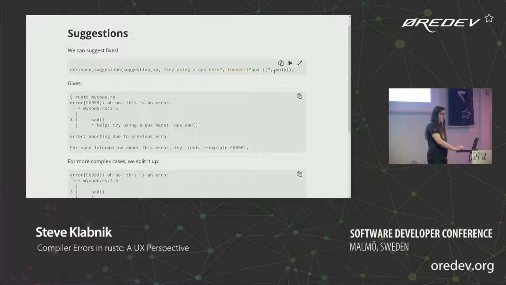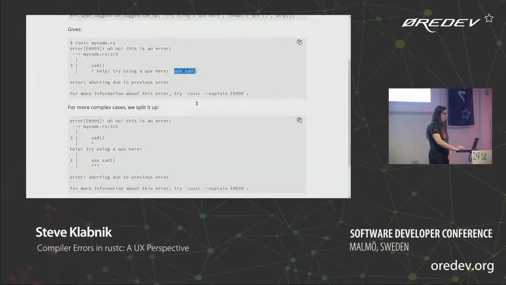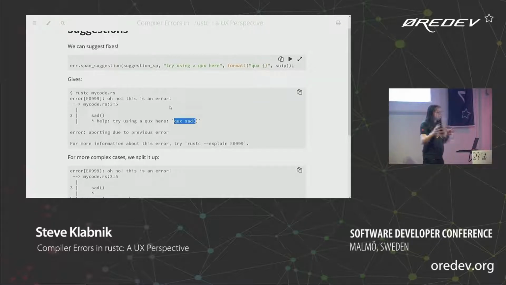So here we have that code snippet that we generated from the source map earlier. And so we're actually saying, put this word quux before the snippet. And this is a made up example. Quux is not a Rust keyword or something. But like, oh no, this is an error, sad. Help, try using a quux here. Quux, sad.